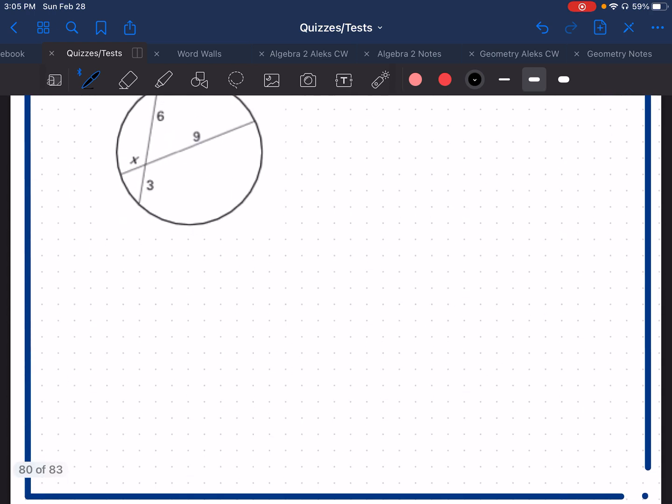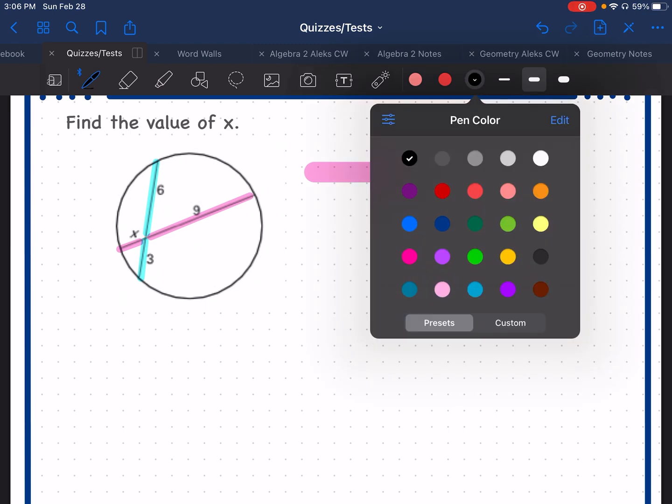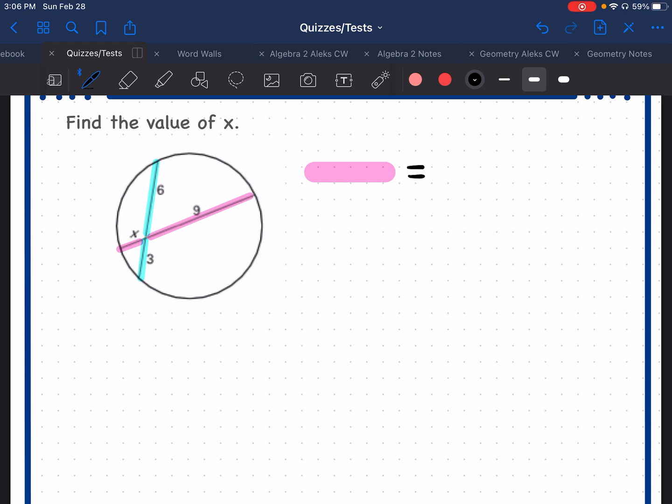All right. And I do believe this is our last question. Find the value of x. So this came from our last lesson, and this is the one where we took our two chords and we thought of them as being in pieces. And we said the pink piece is equal to the multiplication of the two parts of the pink piece. So x times 9 in my pink piece is equal to the multiplication of the parts of my blue piece.